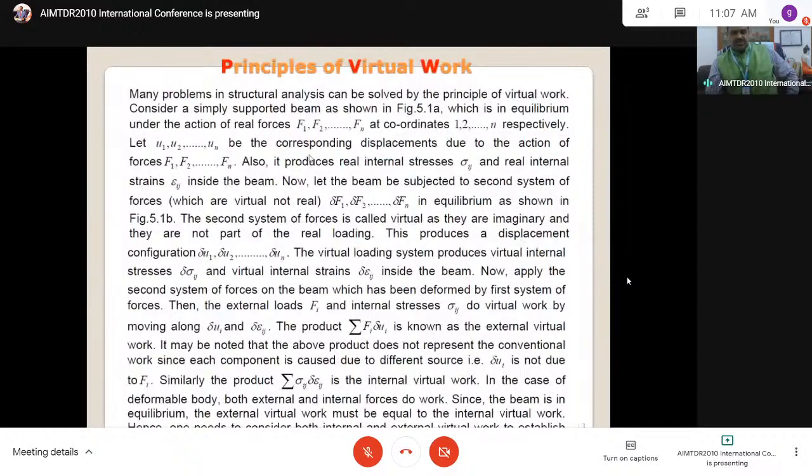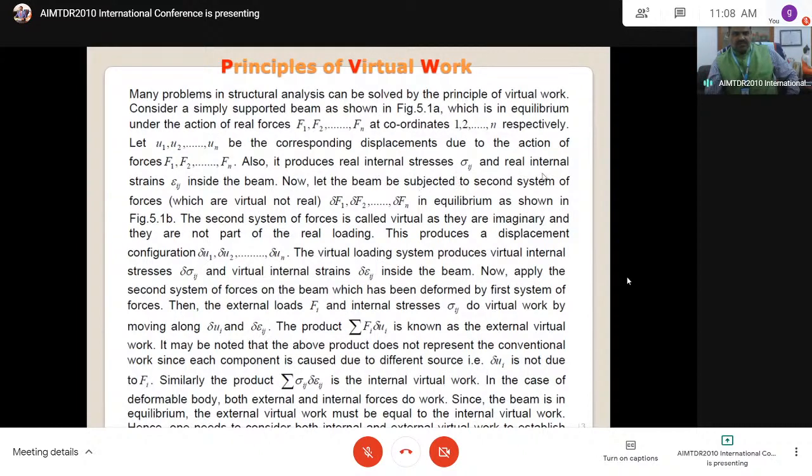Let U be the displacements. The internal stress is sigma, with strain. You will get half sigma into epsilon, the strain energy stored in dV. This is the inside of the beam.